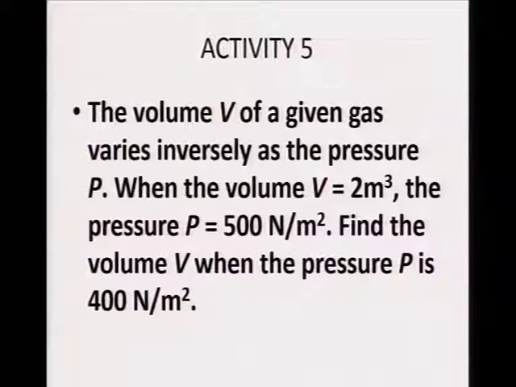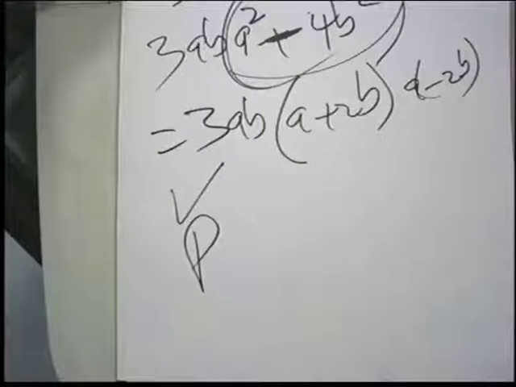The moment the question tells you inversely, it means it's always 1 over something. 1 over 2, 1 over 3, they are all inversely included. So in the exam, it could be directly proportional to. Here it is not, because the question says the volume of a given gas varies inversely as the pressure P. So there is a constant of V and P. When the volume is 2, the P is 500. Find the volume when the P is 400. I think that it's a bit straightforward in a sense that you just substitute the value there, then you get your answer.